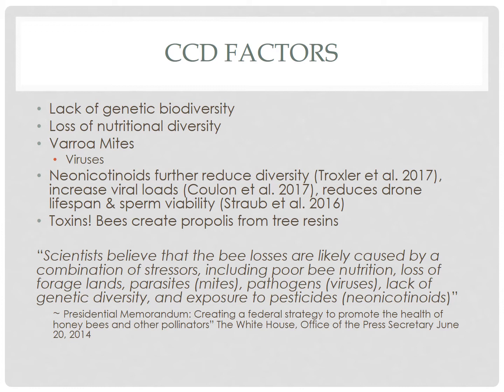Varroa mites are a bee parasite that sucks the bee blood, called hemolymph, and vectors viruses and other pathogens into the bees. They are a major contributing factor to bee decline and death. While there haven't been any major links to CCD and genetically modified crops themselves, the pesticides sprayed on these crops are no match for the delicate honeybee. Neonicotinoids are one such type of pesticide that further reduce colony genetic diversity. They decrease the bee's ability to fight off viruses and reduce the lifespan and sperm viability of the male bee.